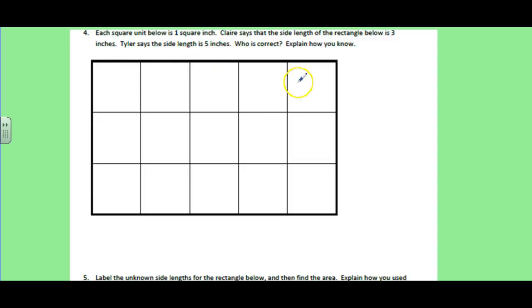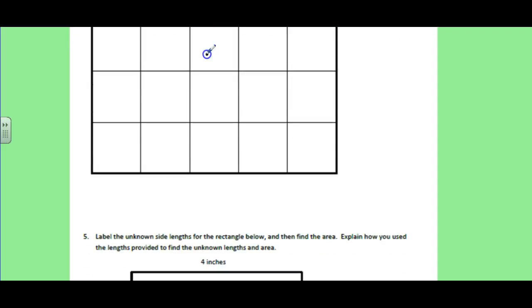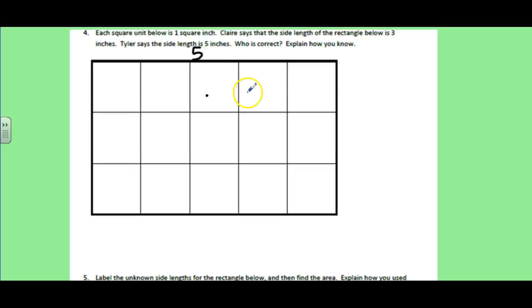So let's look at this top row. We've got 1, 2, 3, 4, 5 different squares. So we know that this side length is 5 inches. And then down the other way, we've got 1, 2, 3 squares. So this side length is 3 inches.